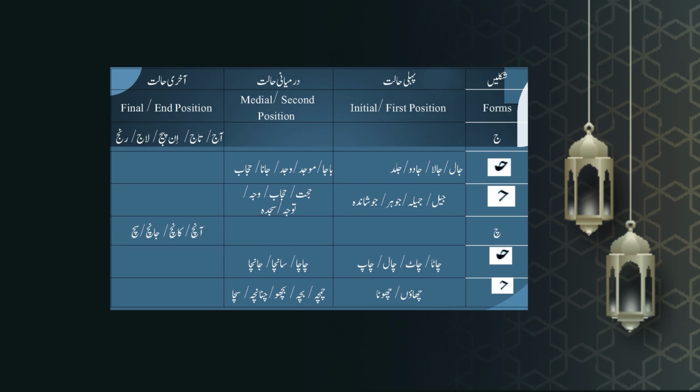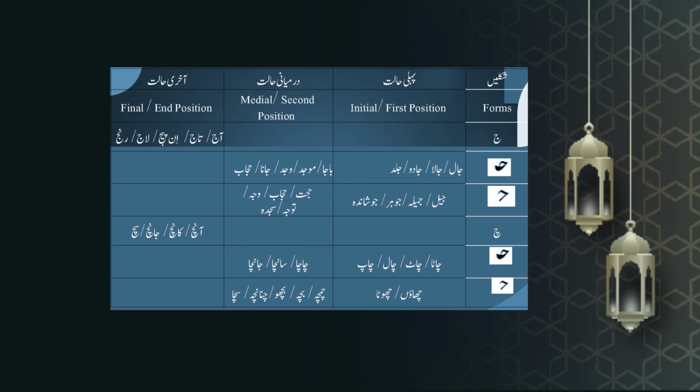In the medial or second position: chamcha, bachcha, bichu, chunanche, sacha. And in the final or end position, we can see the Che in its full form: aach, kaach, jaach, such.